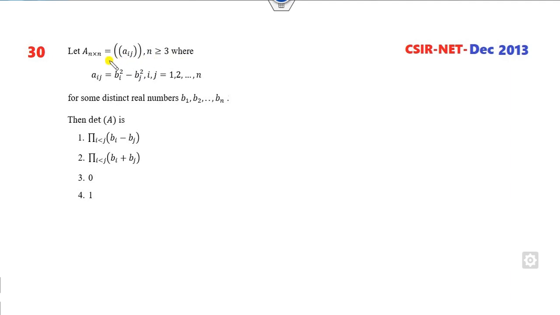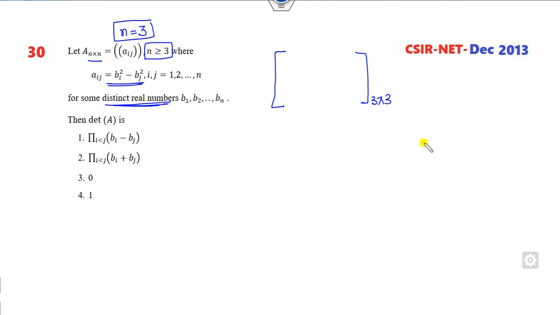This is my n cross n matrix. As I discussed previously, you can choose the value of n as per your own convenience. Here n is greater than or equal to 3, so I can consider this as 3 cross 3. Then the elements are written in the form of bi, bj, which are distinct real numbers. So this is b1, b2, b3, because I consider n as 3. And they are distinct, so I can consider this as 1, this as 0, and this as minus 1 for the sake of simplicity.